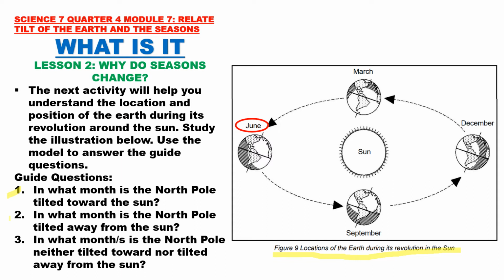Next, guide question number 2. In what month is the North Pole tilted away from the Sun? Answer. During December, the North Pole is tilted away from the Sun. Number 3. In what month or months is the North Pole neither tilted toward nor tilted away from the Sun? Answer. During the months of September and March, the North Pole is neither tilted toward nor away from the Sun.